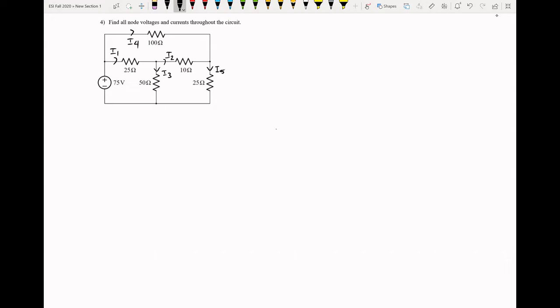All right, we're just going to find all of the node voltages and all the currents that run throughout the circuit. So let me name a couple of these. This will be V of A. This one here will be V of B. And then this one here will be V of C. All right, so we've got to find 8 values. Sounds terrible, right? It might be, but we're going to do it together.